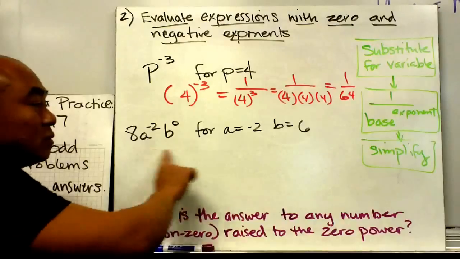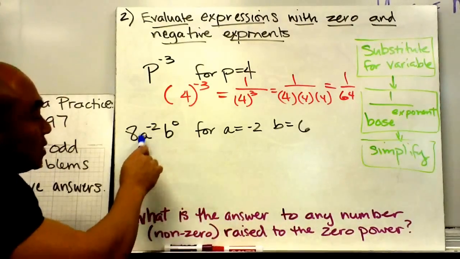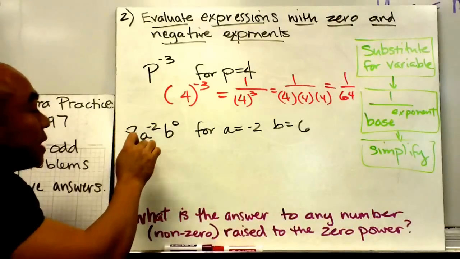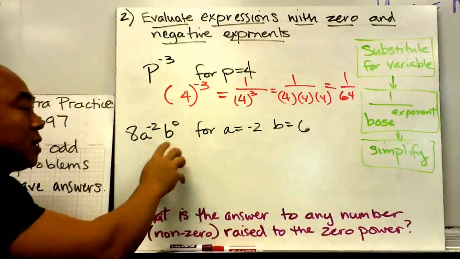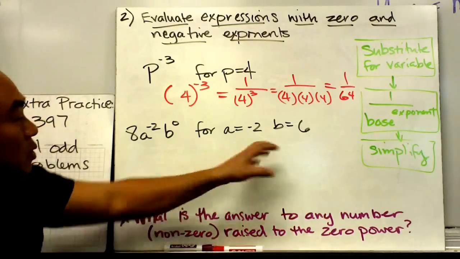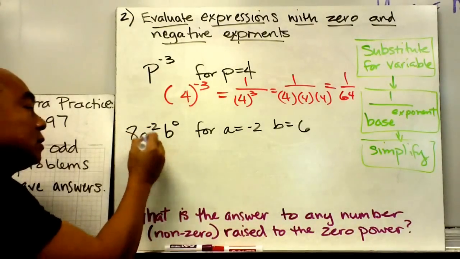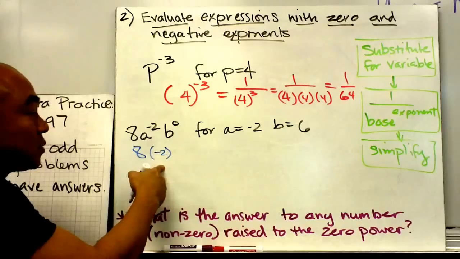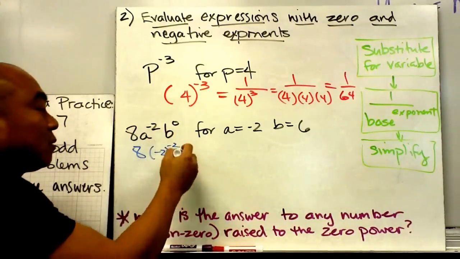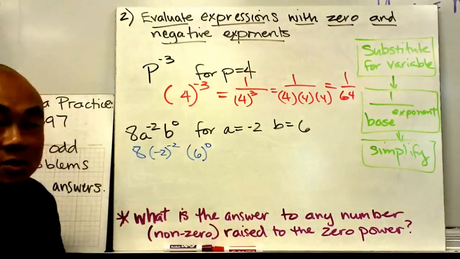Now, let's make it a little bit harder. Here I have 8 times the quantity, 8 times a to the negative 2 power, b to the 0. Here we can do a little bit of shortcutting. No matter what, we're going to first substitute. So let's rewrite 8. A is negative 2, and you see how important the parentheses are right here? And then we have b, which is 6, and that's 6 to the 0 power.